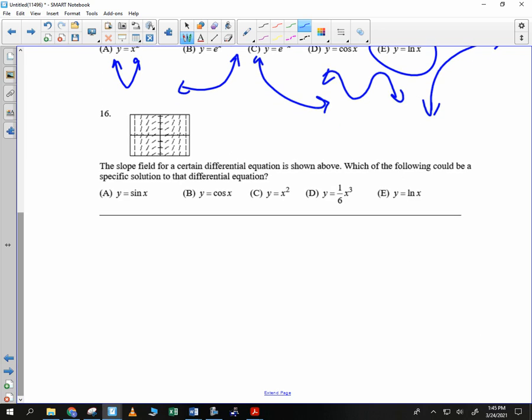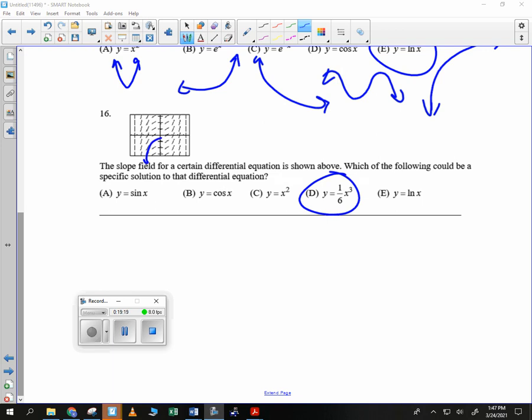You try the last one on your own, number 16. See which function you think here would map into that slope field by examining them. Okay, what'd you get? Very good. It is the cubic. Excellent work. You have an introduction into slope fields.